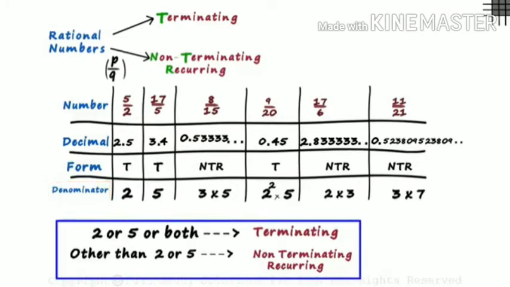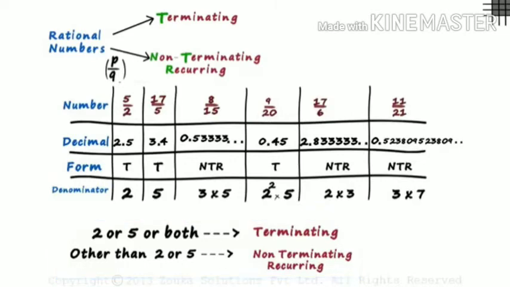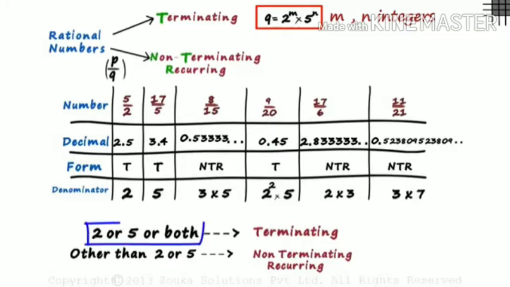Let's generalize these 2 rules. If the number is in the form p by q, then all we need to do is reduce q to its prime factors. For terminating decimals, q will be of the form 2 raised to m multiplied by 5 raised to n, where m and n are integers.